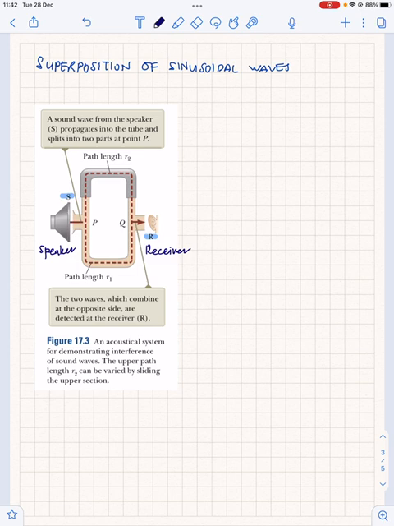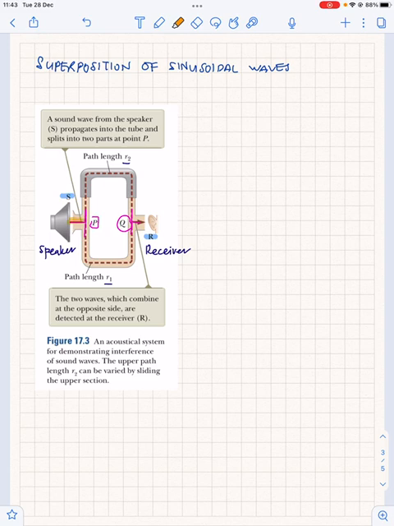We also have the path lengths, the path length of R2 and the path length of R1. As we can observe here, we have two T junctions: one at point P, and another at point Q. The sound from the speaker labeled S is sent into a tube at point P.